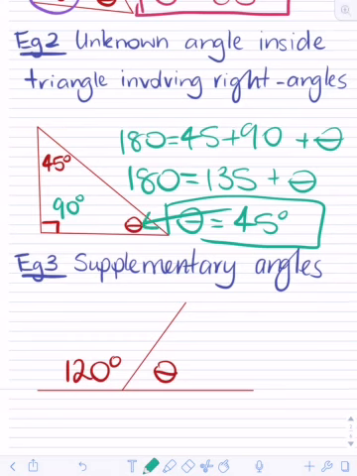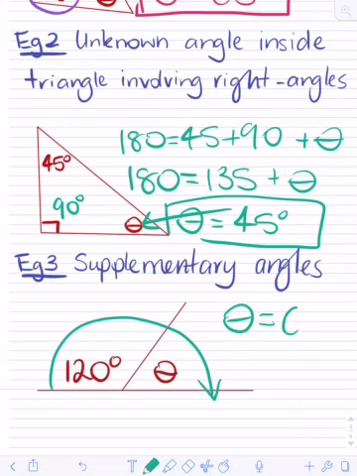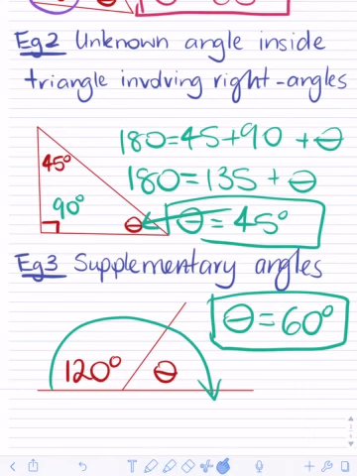Now let's move on to something else that we need to do in order to understand how to complete questions that involve unknown angles. Supplementary angles or straight line angles must add up to 180 degrees. So we know that this whole thing must add up to 180 degrees. I already have 120 degrees, so I know I need 60 degrees more to fulfill that 180 degrees. So theta equals 60 degrees. And again, do not forget your degree symbol.